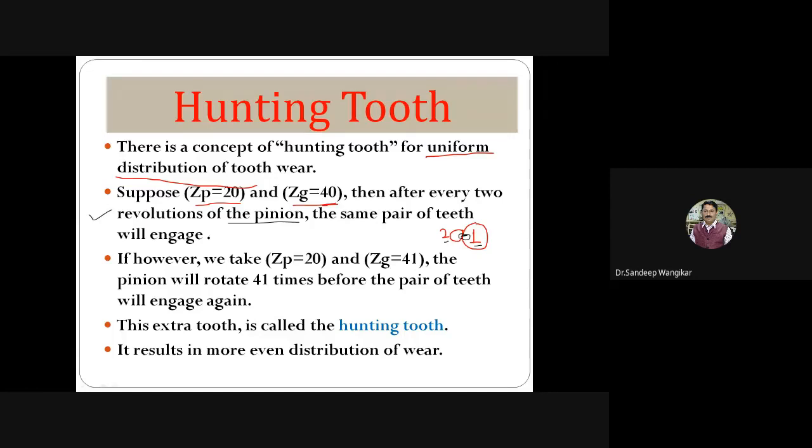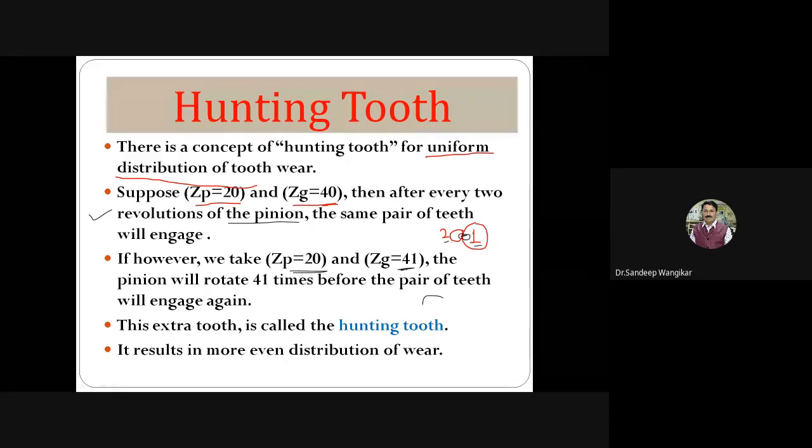If this concept is understood, okay, no problem. Now, 1 tooth is added in the gear. See now, however, we take ZP is equal to 20, ZP is 20 only. ZG, number of teeth on gear, is taken as 41. One tooth is added. See here, in the previous case it is 40, in the current case it is 41. So 1 tooth is added in the gear.